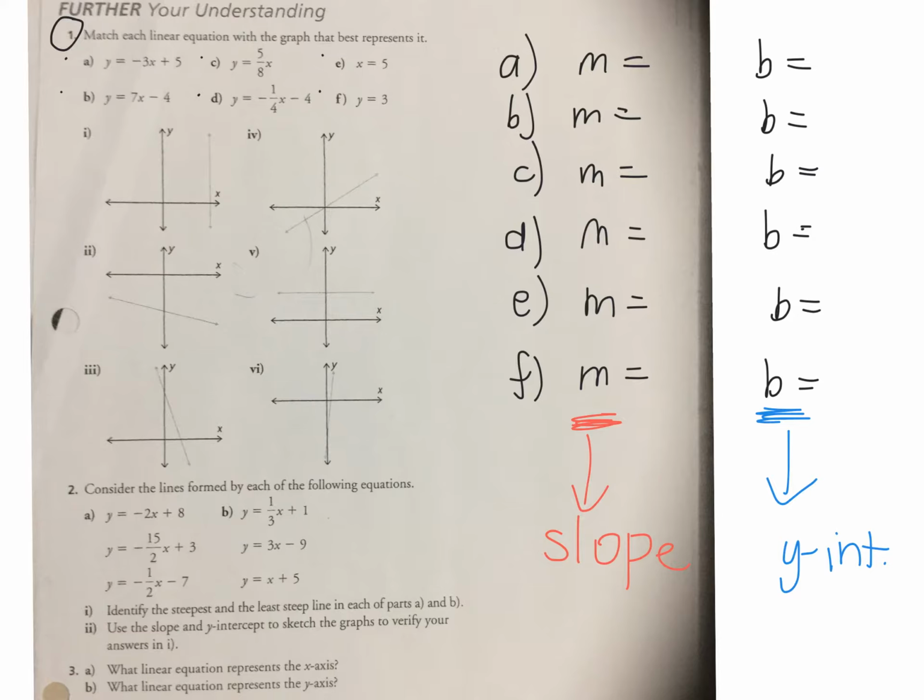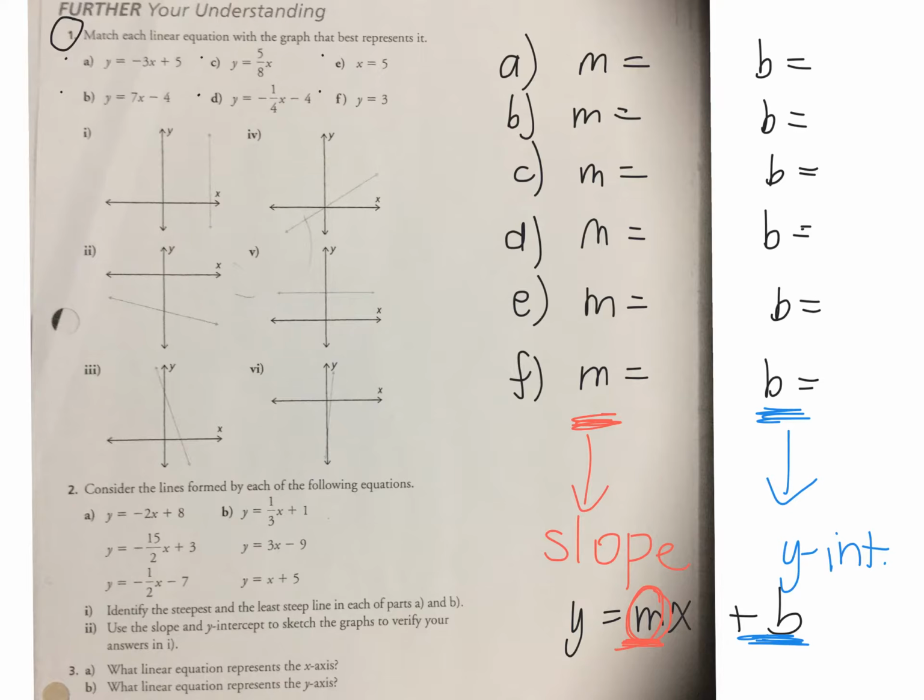Remember, it might not necessarily be written in the order y equals mx plus b, but we need to note that m is the number in front of x. It's the coefficient of x. Whichever number is attached to the variable x is the slope. And b is the constant term. It's the number that's just written by itself with no variable next to it, okay? So let's look at number 1.